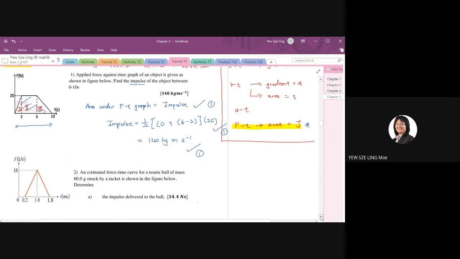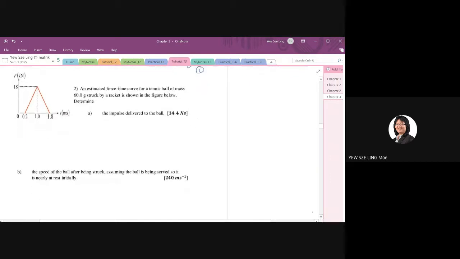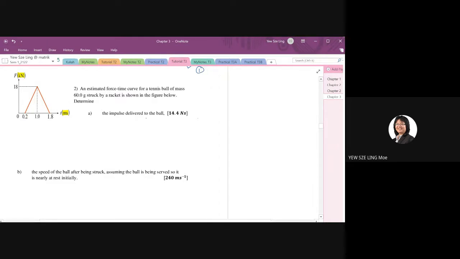So now let's look at question 2. Question 2, again, you have F against T. But question 2 is a question where students often make mistakes in their exam. Why? Because you guys always forget about the unit. Now look at the units given in the graph. F is now in kN, kilonewton. Time is in ms, which is millisecond. So calculate the impulse delivered to the board.